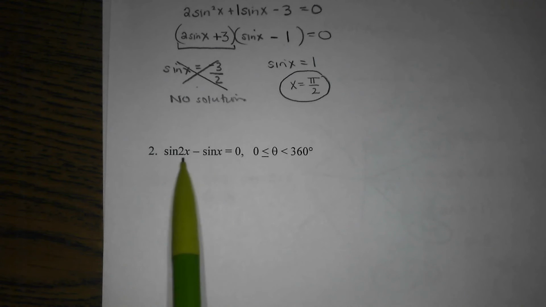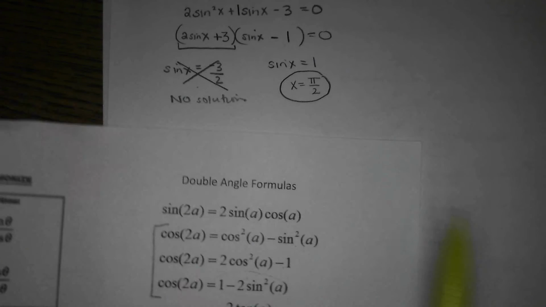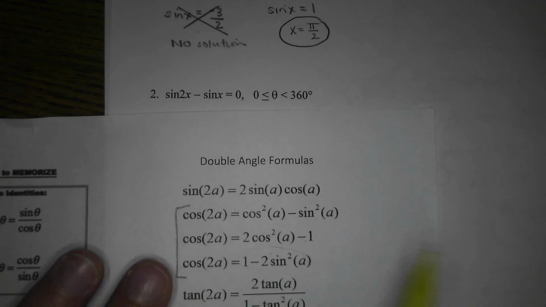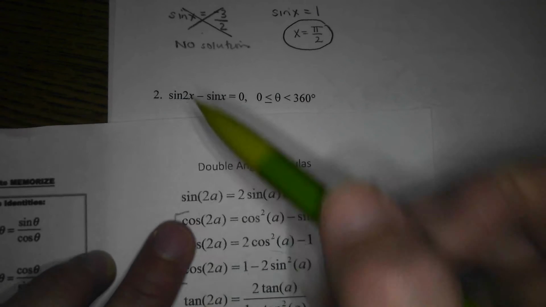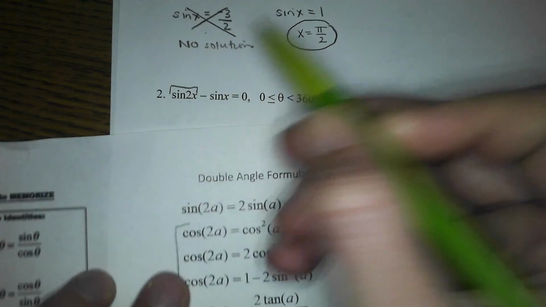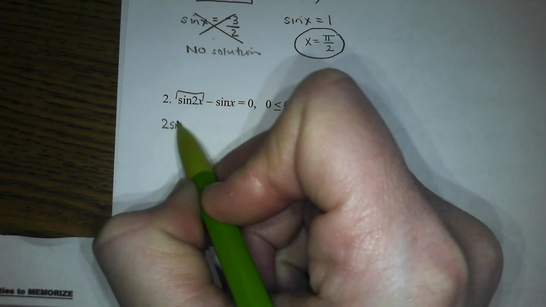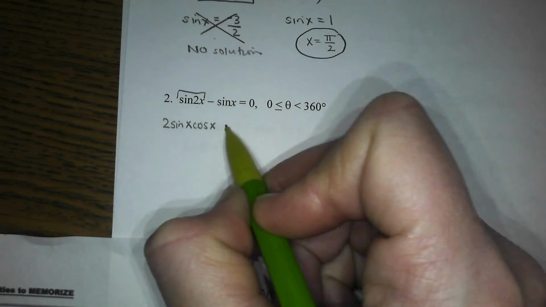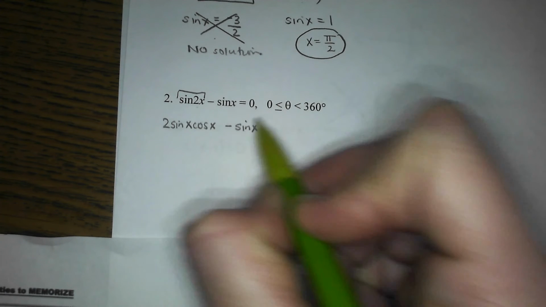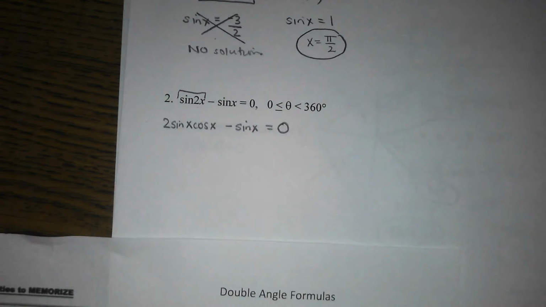so I can't combine like terms. Sine of 2x is another double angle. I'm going to replace that, sine of 2x, with 2 sine x cosine x. So taking this out and replacing it with 2 sine x cosine x, minus the sine x that's there equals 0.